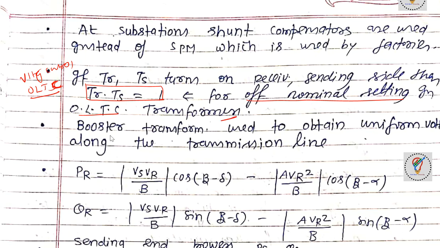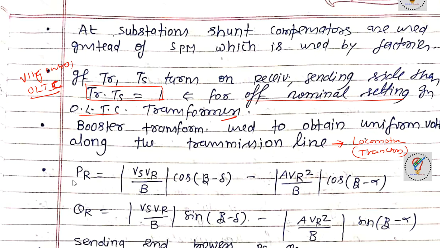Now there is another one, the booster transformer, which can be used to obtain a uniform voltage along the transmission line. This is especially used in trains and locomotives. We can call it a traction system. Okay, it is a transmission, right?